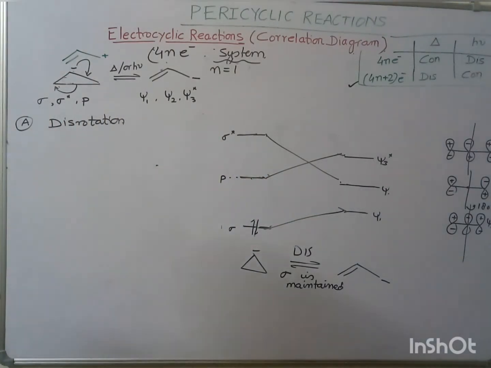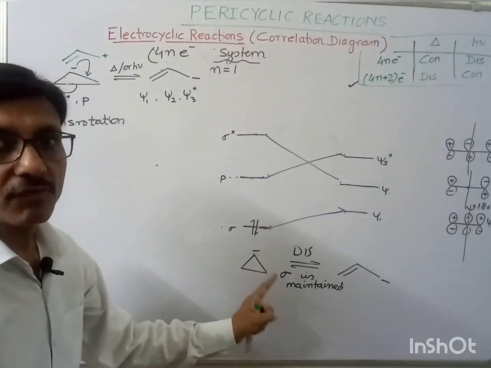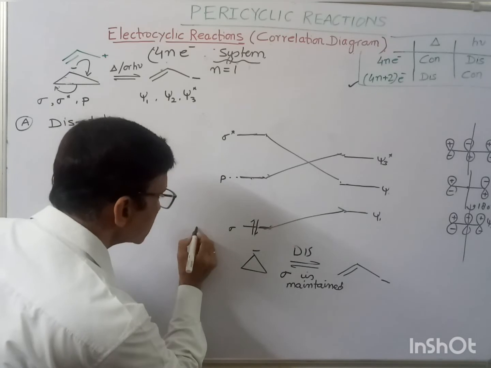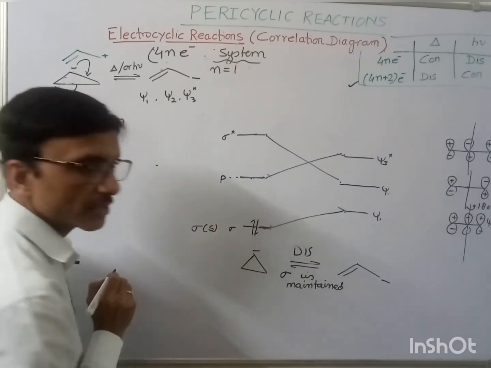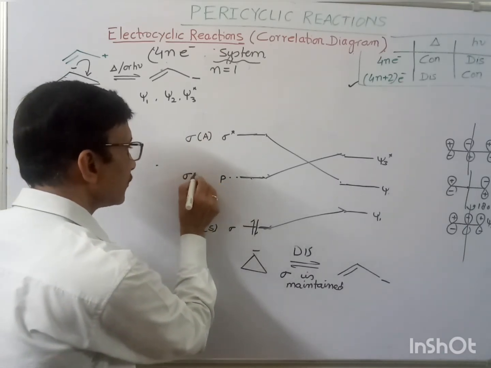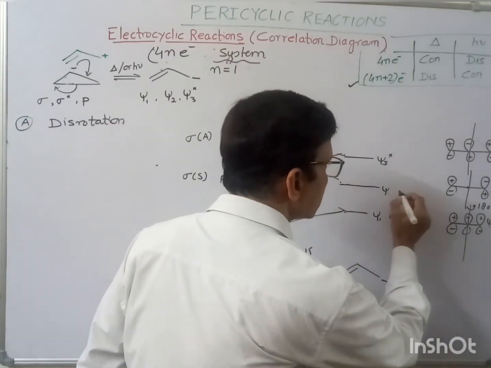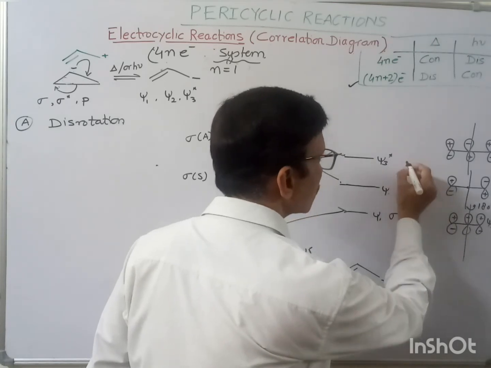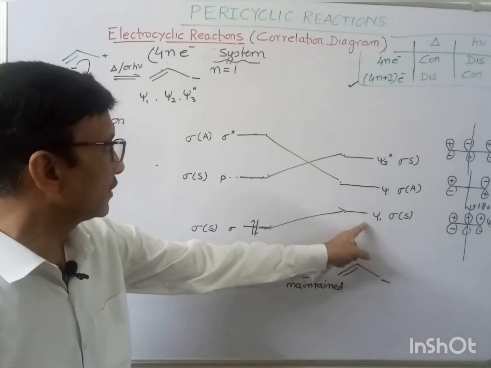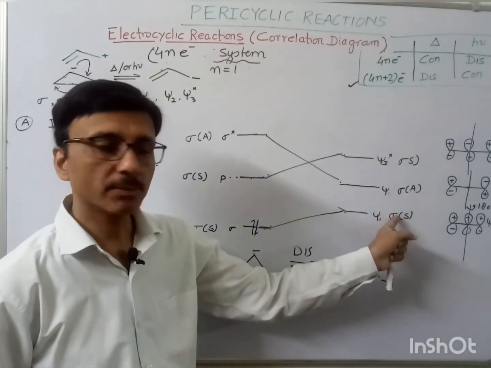Now under thermal condition, the mirror plane symmetry is maintained. So we look at the mirror plane symmetry in reactant orbital and product orbital. Here psi 1 is symmetric with respect to the mirror plane, this is anti-symmetric, and this is again symmetric. So symmetric is correlated with symmetric, and anti-symmetric is correlated with anti-symmetric.